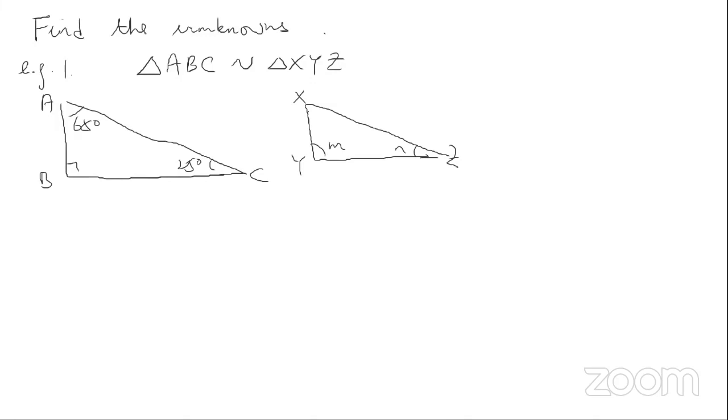Anyone wants to try? Anyone? It means the unknowns are M and N. M and N. And how about the other one?